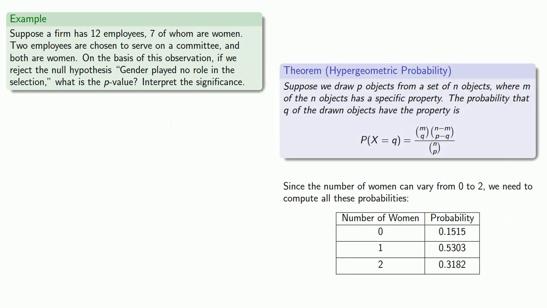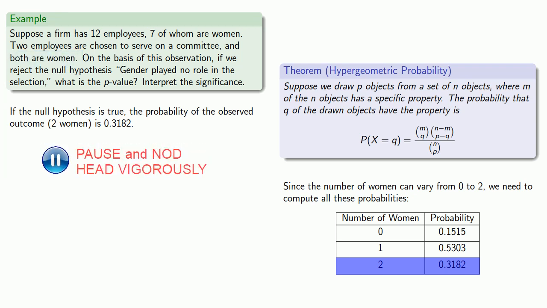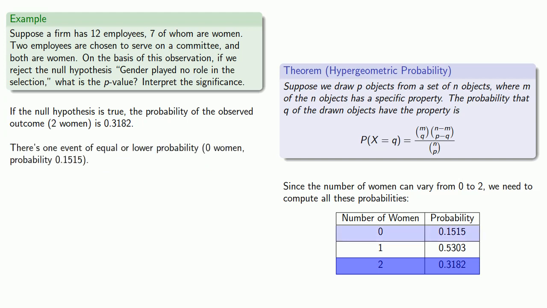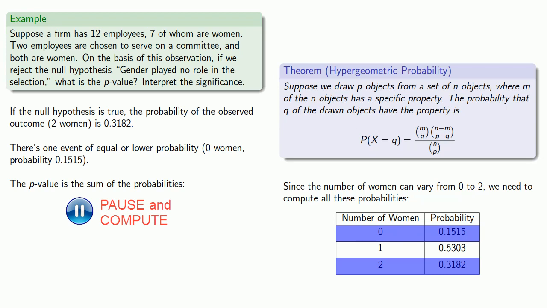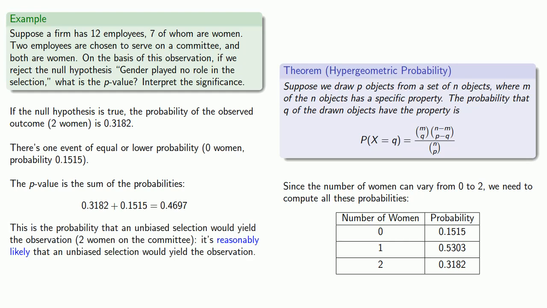So let's take a closer look. If the null hypothesis is true, the probability of the observed outcome, 2 women, is 0.3182. Looking at our table, we see that there's one event of equal or lower probability, 0 women, probability 0.1515, and the p-value is the sum of the probabilities of the events of equal or lower probability. So our p-value is going to be 0.4697. And this is the probability that an unbiased selection would yield the observation, two women on the committee. It's reasonably likely that an unbiased selection would yield the observation.